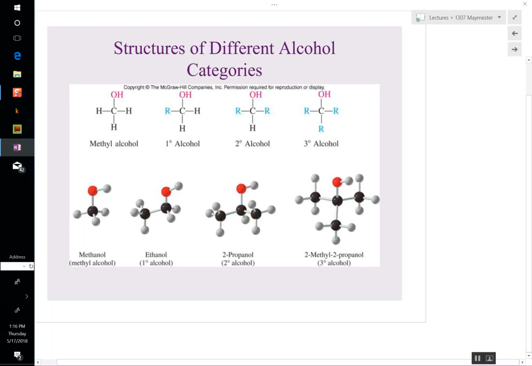Here are some examples. Methanol is in a class all by itself. So it's not primary, secondary, tertiary, it's just methanol. Ethanol. Ethanol is a primary alcohol. What do we mean by that? The OH is attached to a carbon that is only attached to one other carbon. One. It's a primary alcohol.